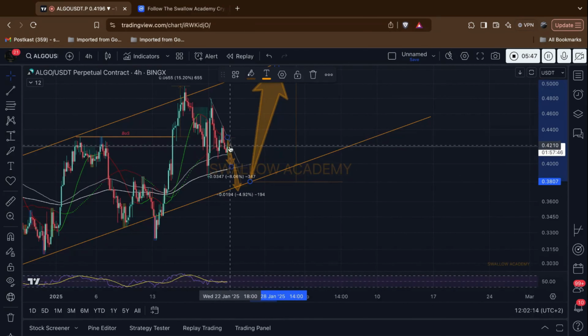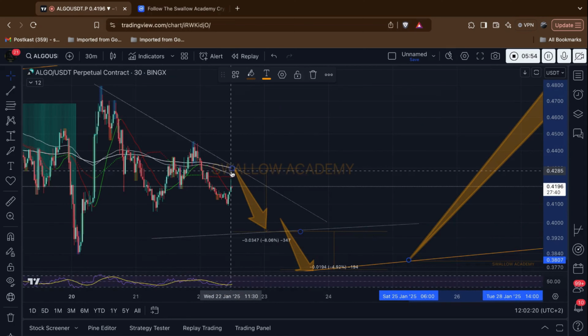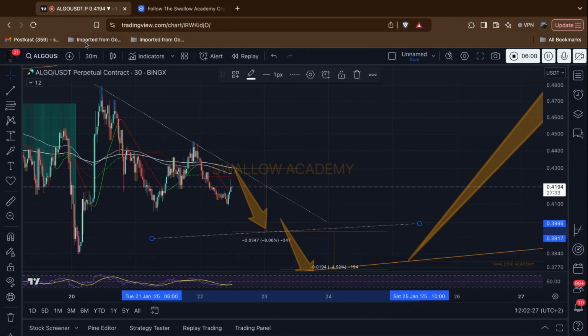As of now, we wait for this 200 EMA to be retested on the 30-minute time frame once again. If we see price reach this zone and we see any kind of weakness here, then we are going to go for a short position towards this 4-hour EMA.